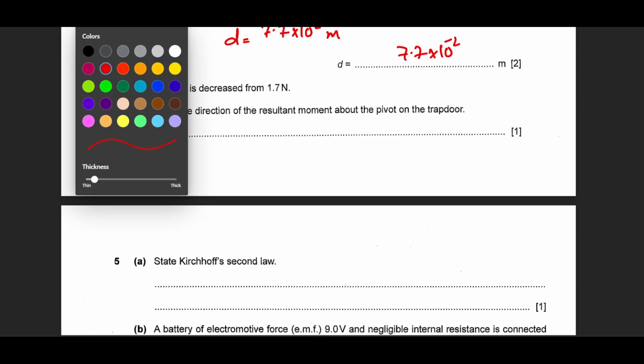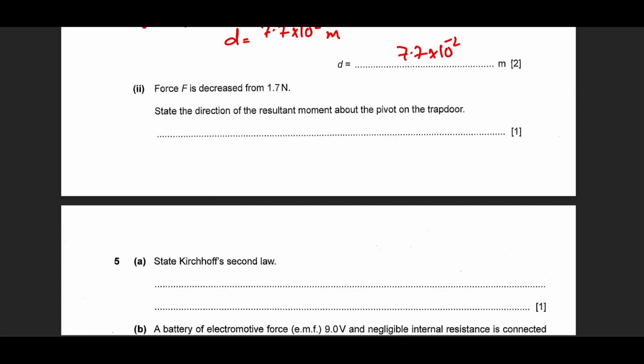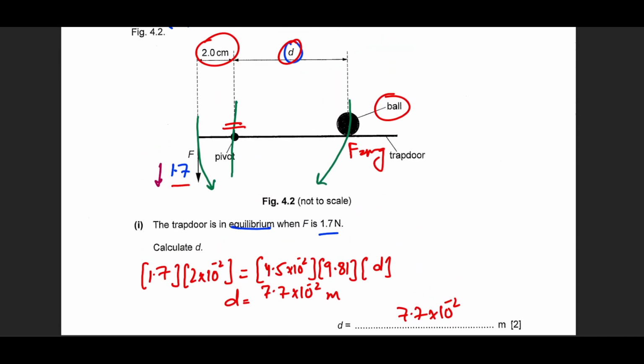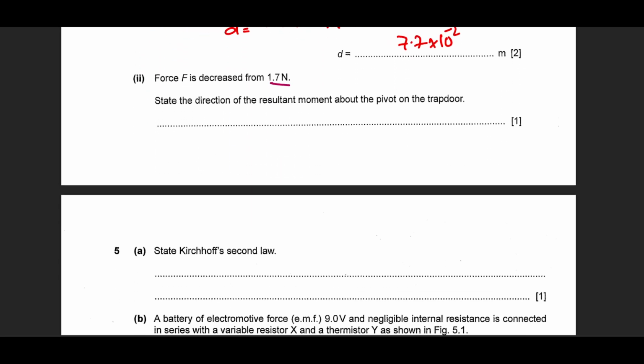Then he said that the force F decreases. Now, if the force decreases, then the anti-clockwise moment starts decreasing. If this moment starts decreasing, then this moment starts dominating. This will be more than this side. So it will start rotating clockwise. It will favor the clockwise direction. So he says state the direction of the resultant moment. So this will now be clockwise direction.